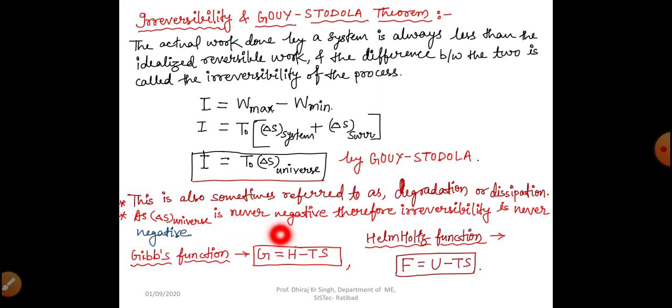We have here two functions. We have taken Gibbs function G equal to H minus Ts and Helmholtz function F equal to U minus Ts. We have written these two expressions from the numerical point of view. In some numericals we can use these Gibbs function and Helmholtz function.